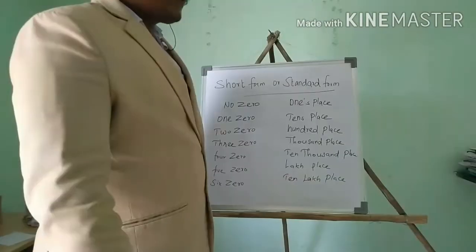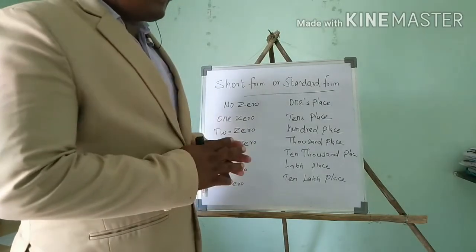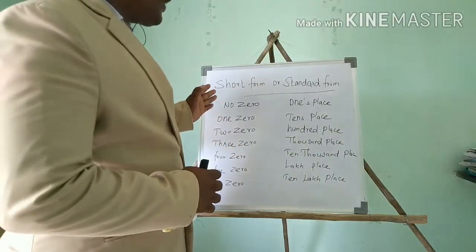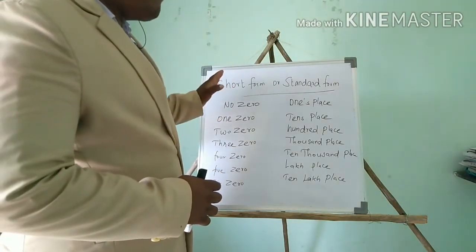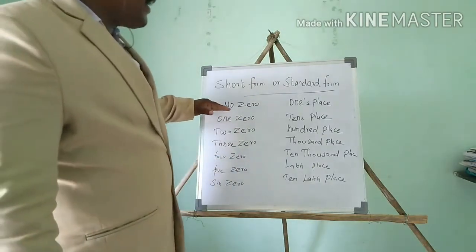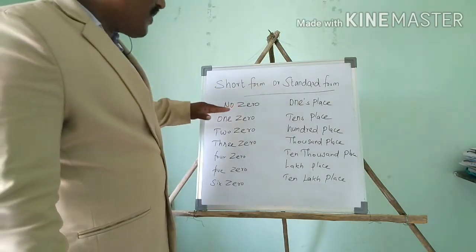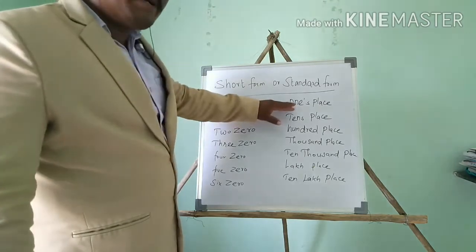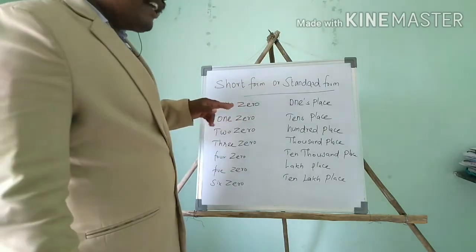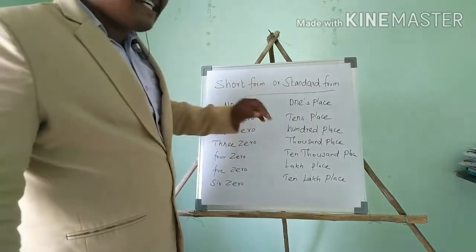Okay, students. Before going to the topic, I will tell you some information. Listen carefully. When you are going to write a short form or a standard form, you have to remember and check these rules. First, check the given digit. If there is no 0 in the first place, that's a ones place, you already know. As per the place value chart, if there is no 0, it's a ones place. If there is a 10, that's a tens place.